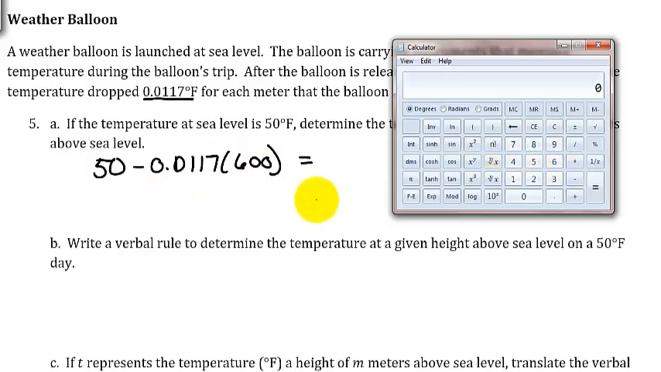So you can just type that right into your calculator. 50 minus 0.0117 times 600. And your calculator will automatically do order of operations. So we get 42.98.